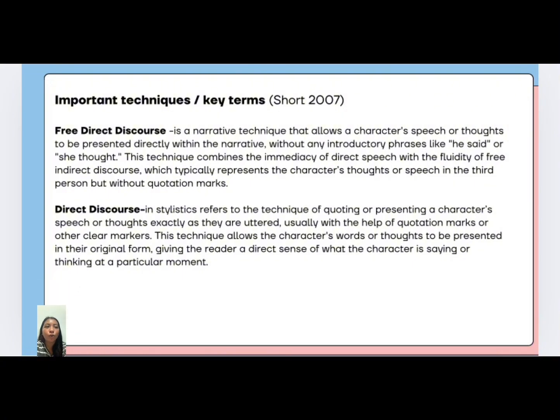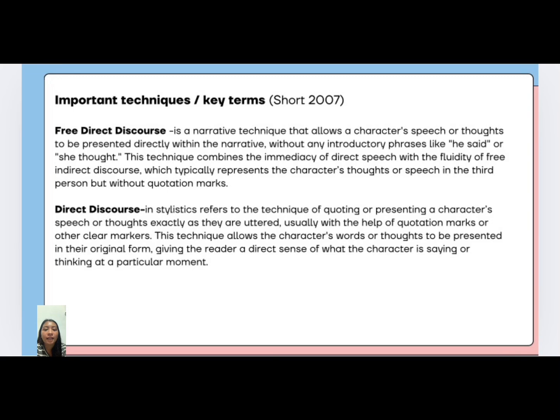So, direct discourse refers to a technique in which a character's speech or thoughts are quoted verbatim, presented exactly as they are uttered or conceived. This is typically done using quotation marks for speech or sometimes italics for thoughts, to clearly separate the character's words or thoughts from the narrative voice. The key feature of direct discourse is that it provides an unmediated, authentic representation of the character's language, allowing the reader to experience the character's exact words or mental state without any interference or interpretation by the narrator.